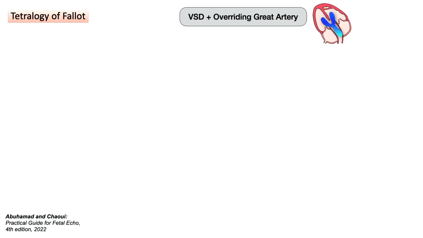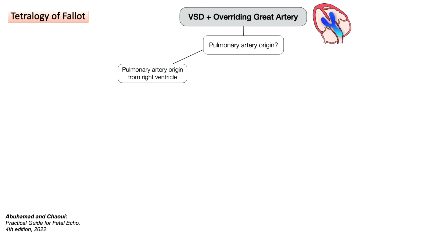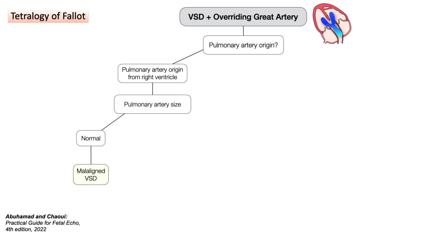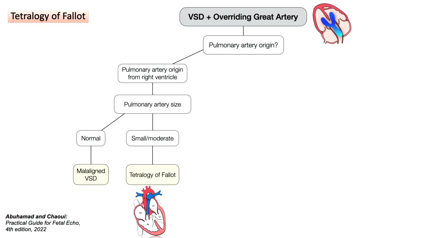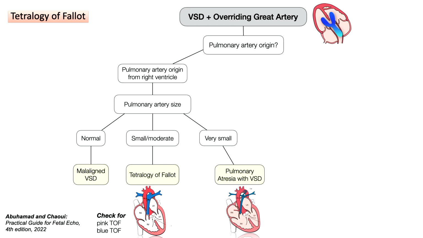Your suspicion is based on the presence of a VSD with an overriding great artery. So what you want to do next is look at the pulmonary artery. Where is the pulmonary artery coming from? If the pulmonary artery is coming from the right ventricle, what do you want to do next? You want to assess the size of the pulmonary artery. If the pulmonary artery is normal, this is probably just a malaligned VSD. If the pulmonary artery is small or moderate, this is your classic tetralogy of Fallot. And if the pulmonary artery is very small, then this is your pulmonary atresia with VSD.